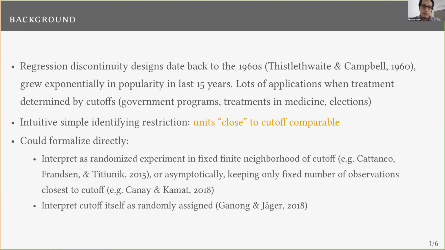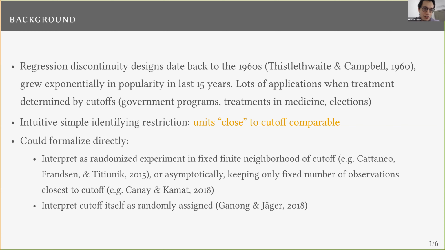Okay, so as Dean said, the really nice thing about RD is that it has a very intuitive identifying restriction, which is that units close to the cutoff are comparable. And so this is something that you can explain to non-technical people, like you can explain it to your child or to your grandmother. Just how RD works is that we look at people who just clear the cutoff and people who just don't clear it, and these people should intuitively be comparable. And by making this sort of comparison between these two types of people, we get at a treatment effect for people who are at the cutoff.